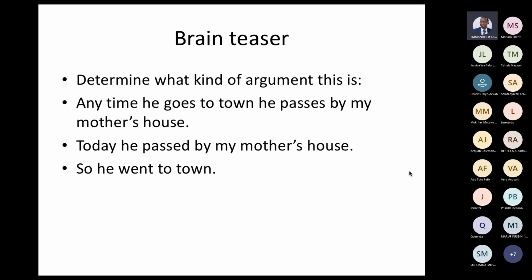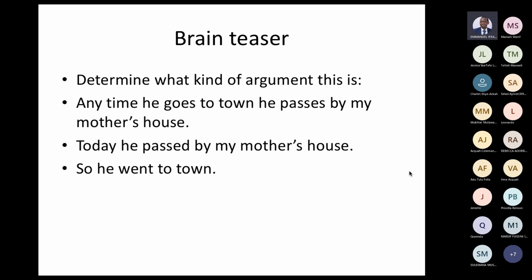So it may be true that he passes by your house if he's going to town, because your house is on the way to town. But that does not mean that passing your house automatically means he's in town. If he passes your house, he could be in the next house. So that's a common sense way of understanding why the argument is invalid.